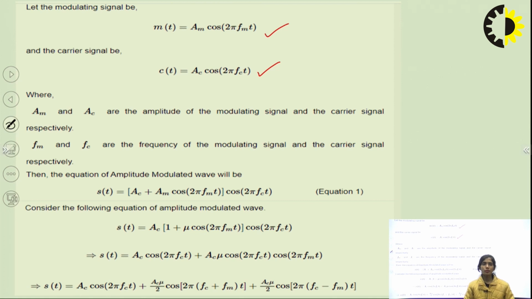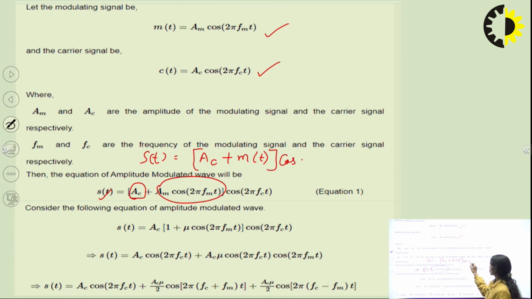So we have an amplitude modulated equation represented by s(t), as we are modulating the carrier amplitude AC with the message signal. s(t) equals the carrier amplitude modulated with the help of the message signal, and it is transmitted with the carrier frequency 2 pi fc t. Expanded, this can be written as AC plus the message signal AM cos of 2 pi fm t, and the carrier signal cos of 2 pi fc t.